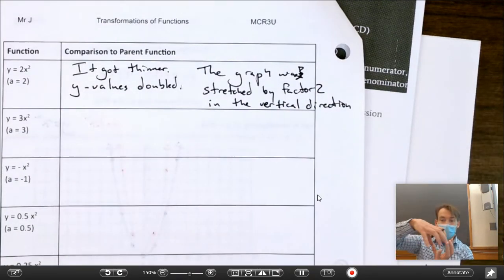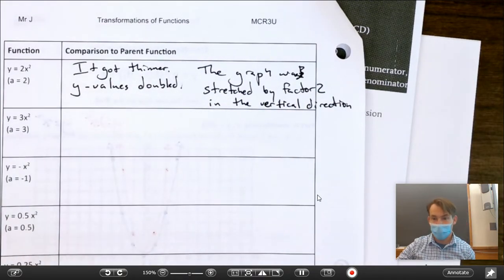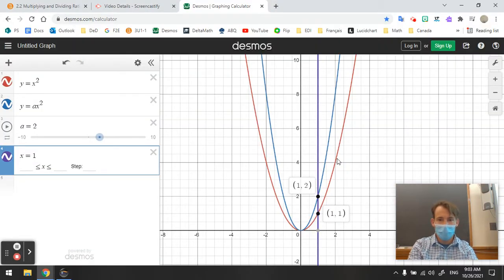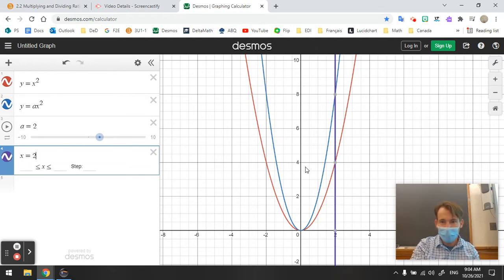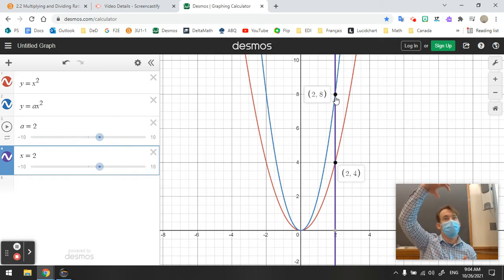It's like it got twice as tall, and it grew bigger. It's a little weird because the red one is the parent function, but the blue one is taller. It's like the red one is the 8-year-old version, and the blue one is fully grown. It just got taller. Everything got bigger by factor 2. If we also drew a line out here at x is equal to 2, we would notice that this point here at (2, 4) became the point (2, 8). Vertical stretch by factor 2.